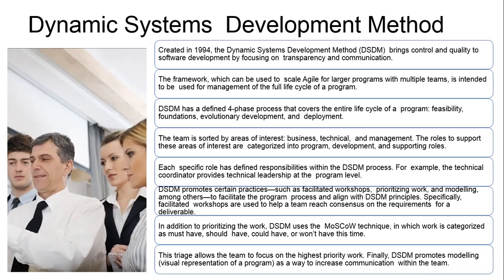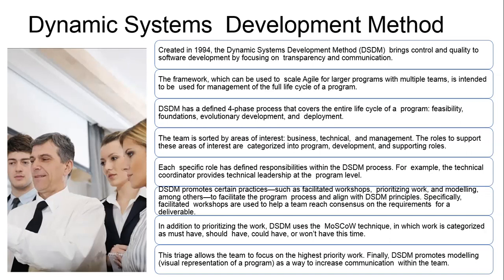In addition to prioritizing work, DSDM uses the MoSCoW technique: must have, should have, could have, and won't have this time. Just remember, there are other variants of that. So you could have the W meaning would in some instances. This triad allows the team to focus on the highest priority work. Finally, DSDM promotes modeling, a visual representation of a program, as a way to increase communication with the team.